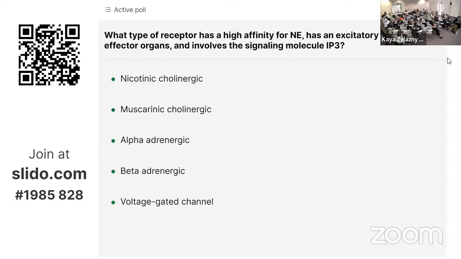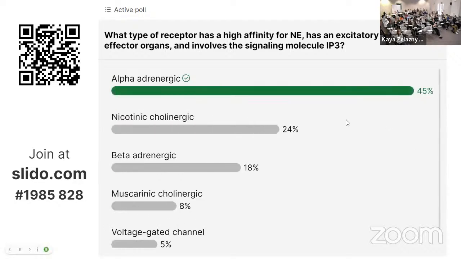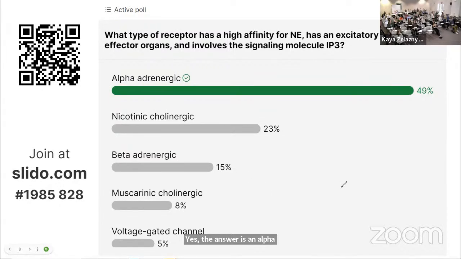All right, take another couple seconds and then we'll take a look. All right. So yes, the answer is an alpha adrenergic receptor. Specifically, this is our alpha-1 receptor. Ways we should be remembering this is that we've got that norepinephrine piece. Norepinephrine tells us that this has to be an adrenergic receptor.